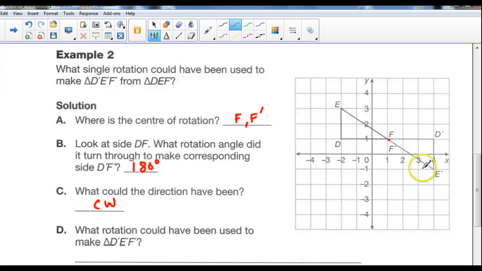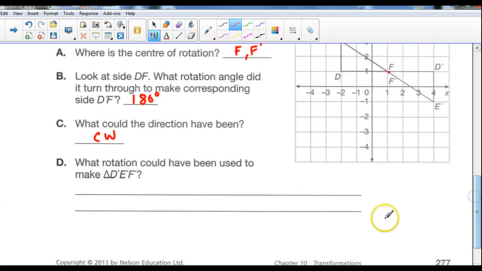So what rotation could have been used to make triangle DEF prime? It would have been rotated 90 degrees CW, for clockwise. All right, go ahead and try the practice ones.